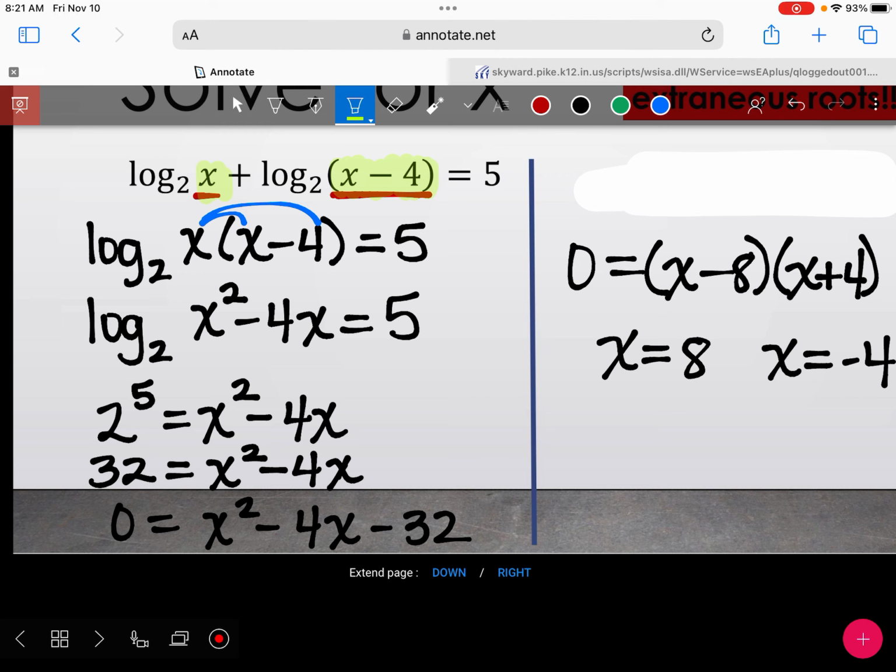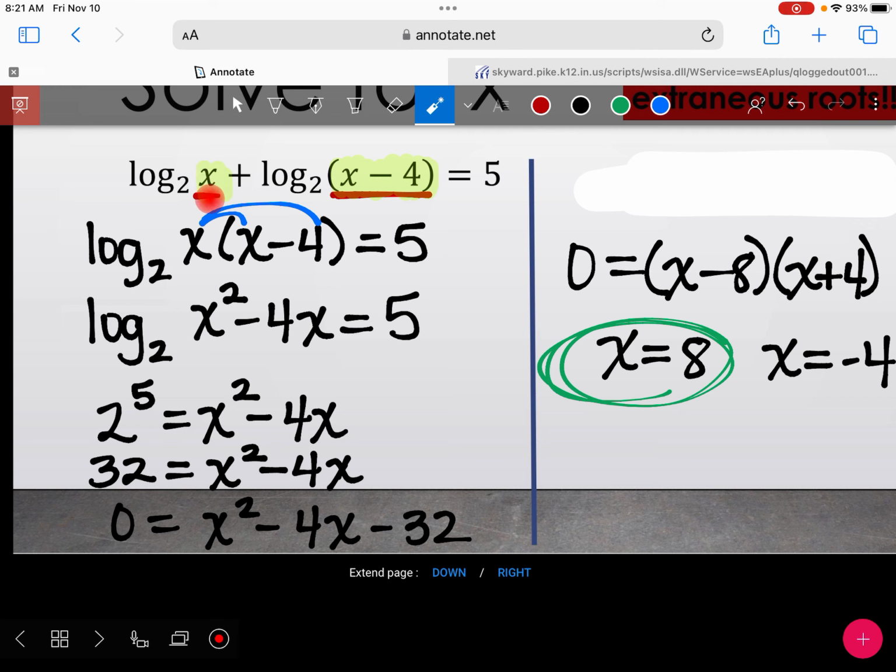So let's check the first one. When I substitute an 8 here, that's positive, so that's okay. And when I put the 8 here, is 8 minus 4 positive? All right, so that means that this is a go. We can keep this one. That's good.